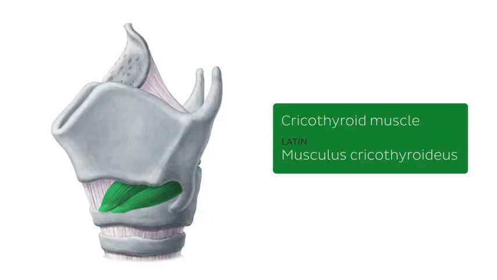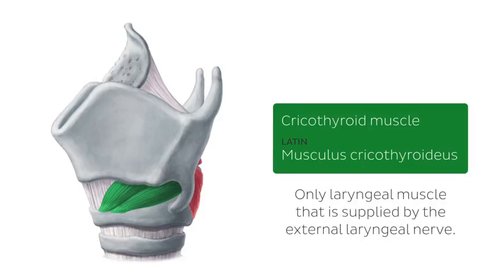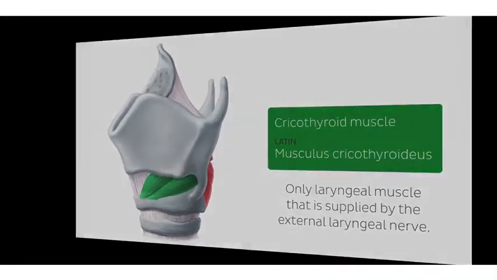Another important thing that I need to add, other than just these muscles for more context, is that this is the only laryngeal muscle that is supplied by the external laryngeal nerve, whereas all the others are supplied by the recurrent laryngeal nerve. Now let's move on to the next one on our list.